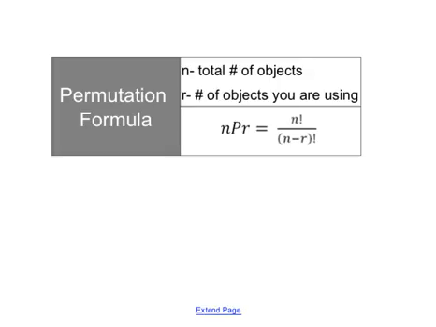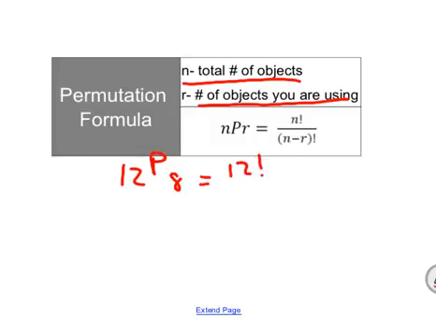So permutation, what that means is N is our total number of objects. N stands for number a lot. R is the number of objects you are using. Like that last one, where in the last notes video at the end we did 12 different rides, but we only had time for 8 of them. In that one, we would have had 12P8, so then I think we would have had 12 factorial over 12 minus 8.